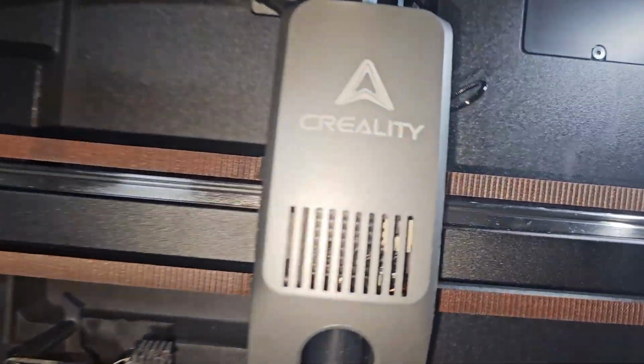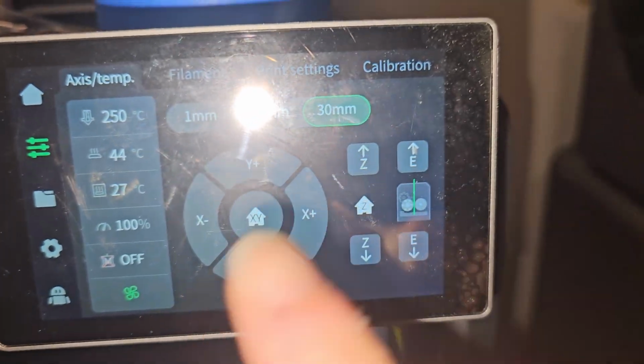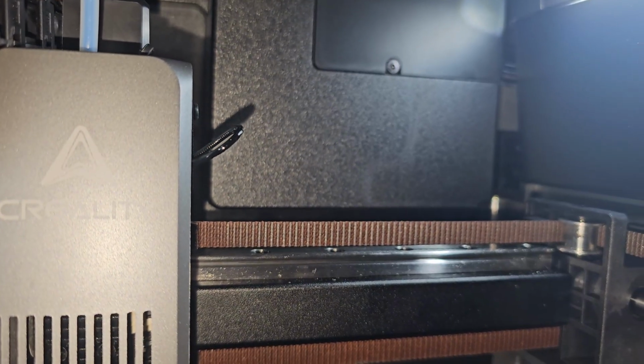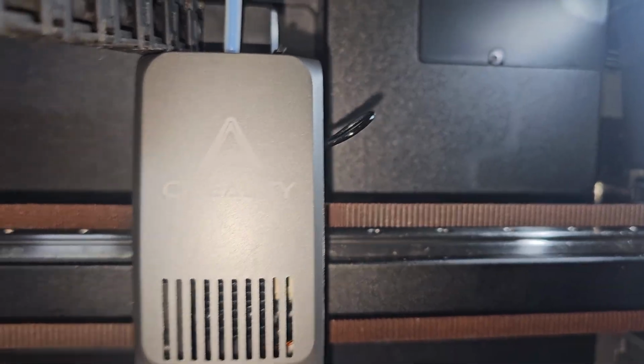Yo, look at this, this is crazy. I was printing with TPU and it was clogged, right? I then went to my screen right here and pressed extrude. Manually extrude it out and look at what happened. Look at that, the filament is coming out. The filament is coming out from the side.